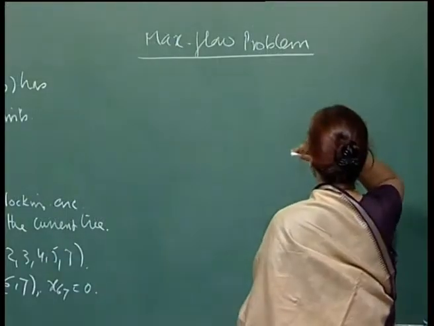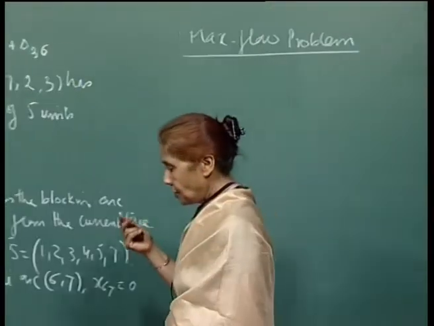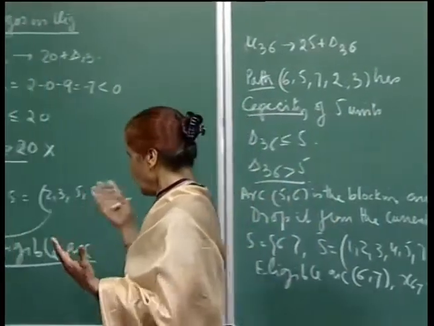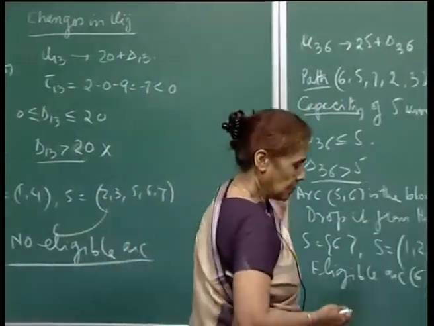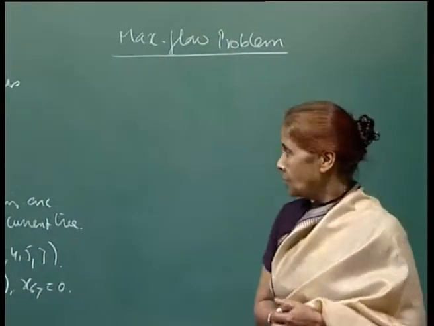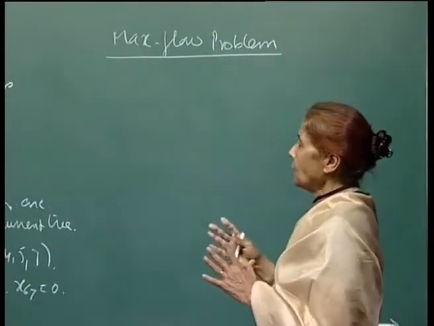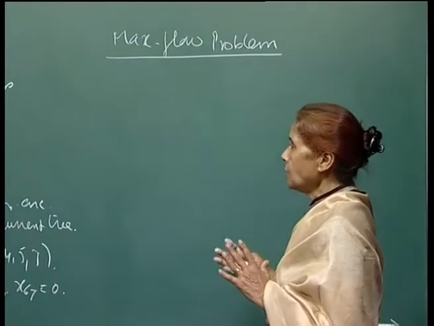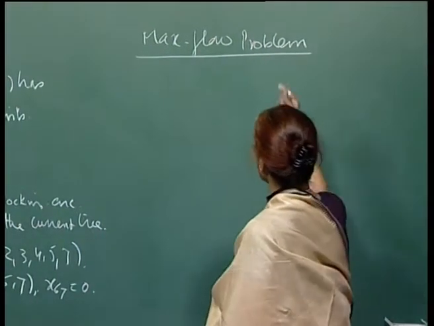So, the max flow problem is also part of your network flow problems. We have looked at the shortest path, min cost flow and so on. The transportation problem I looked at with you. So, all those were problems of allocation. So, this is another problem.